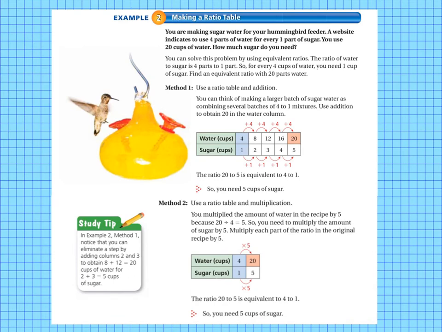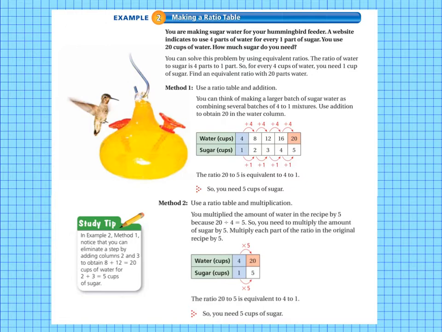All right, let's take a look at example 2 and do some more examples. You are making sugar water for your hummingbird feeder. A website indicates you use 4 parts of water for every 1 part of sugar. You use 20 cups of water. How much sugar do you need?